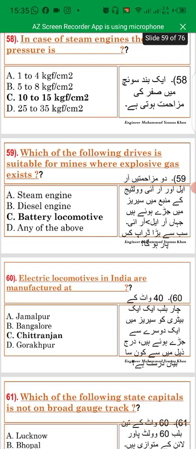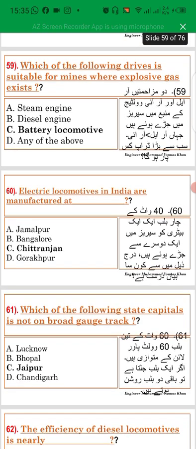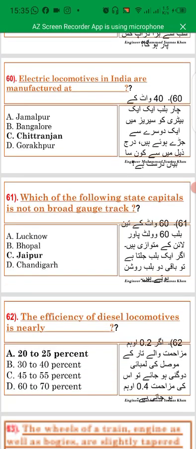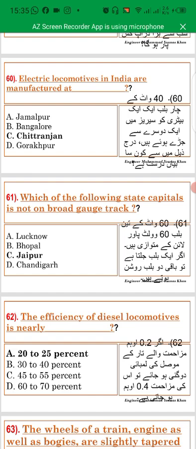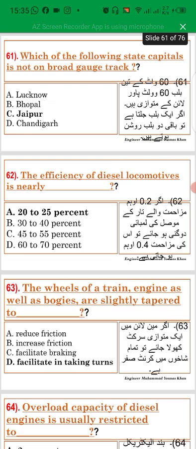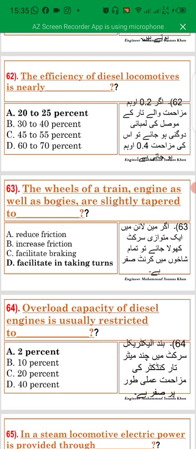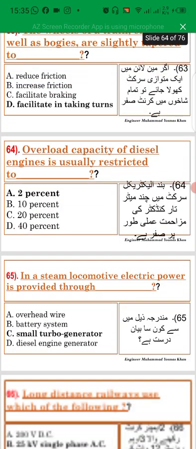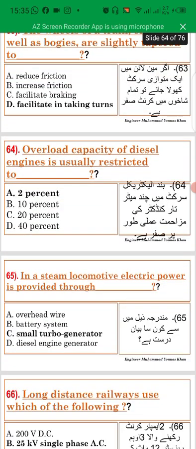Which of the following drives is suitable for mine where explosive gas exists? Battery locomotives. Electric locomotives in India are manufactured at Chittaranjan. Which of the following state capitals is not on broad gauge track? Jaipur. The efficiency of these locomotives is nearly 20 to 25%. The wheels of a train engine as well as bogies are slightly tapered to facilitate in taking turns. Overload capacity of diesel engines is usually restricted to 2%.